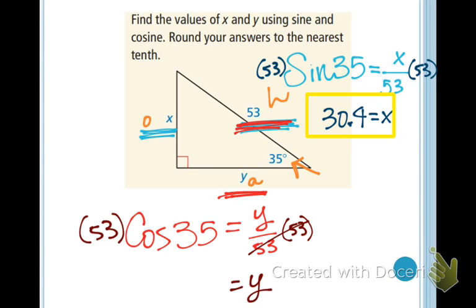Rounded to the tenth. Yeah, you did 53 twice, that's all. 43.4, we said? All right, good. Questions?